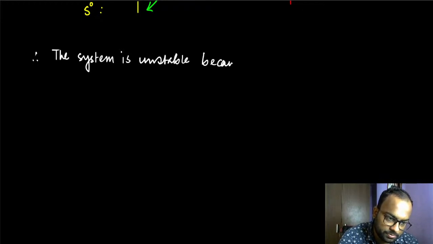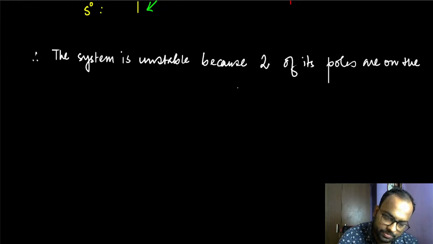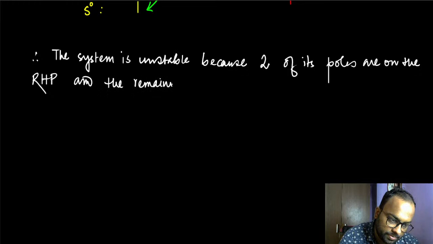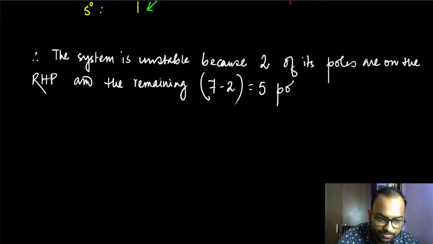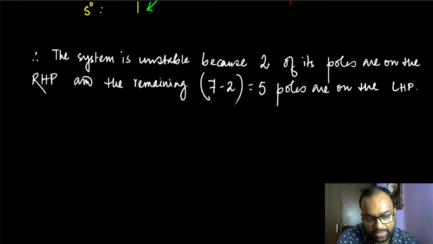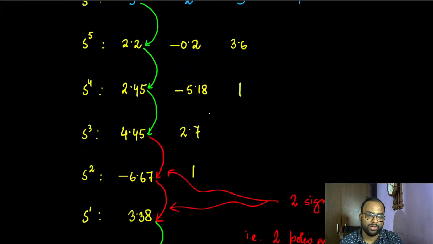The system is unstable because 2 of its poles are in the right half plane and the remaining 7 minus 2, that is 5 poles, are in the left half plane. And as you know, it does not matter how many poles are in the left half plane. As long as at least one of the poles is in the right half plane, the story is over, the system is unstable. So that is the example that I'm going to leave this class with.